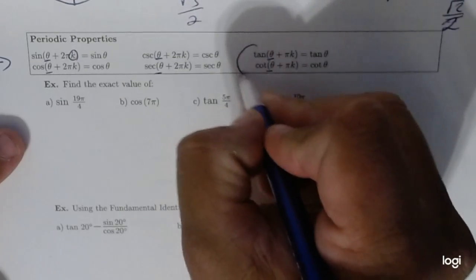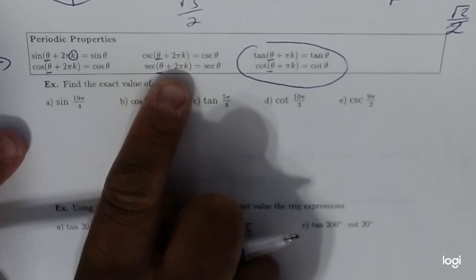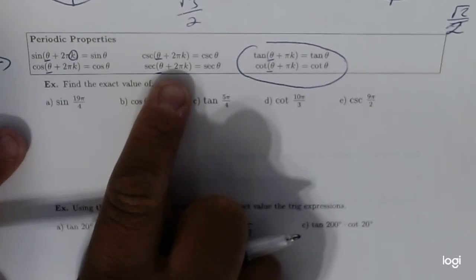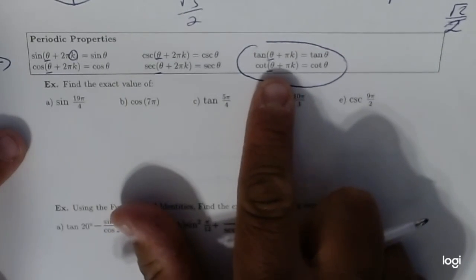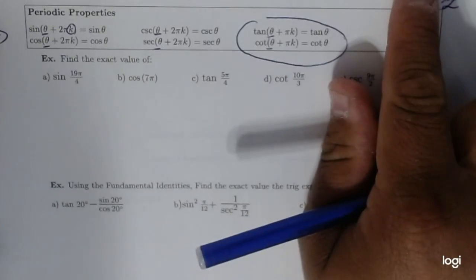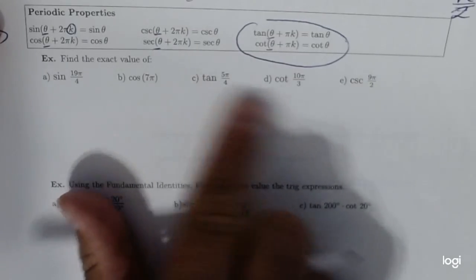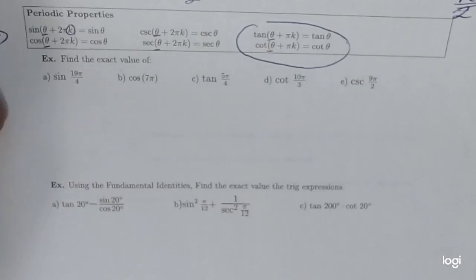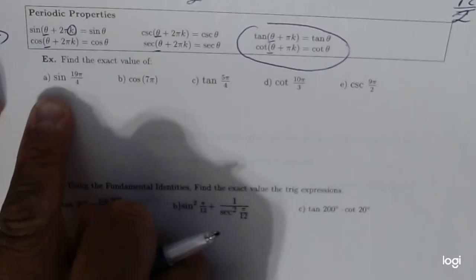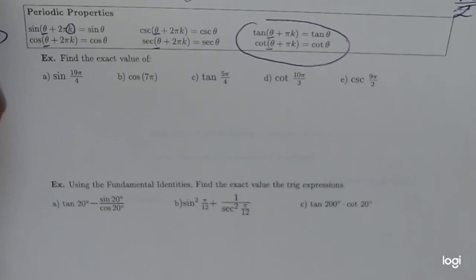Now the only thing you have to be careful of is these two here, because all the other ones have a period of 2 pi, but tangent and cotangent only have a period of pi. So that's the only thing you have to be really careful of, and we'll do a real example, especially for C and D as well. So using these properties, we want to find the exact value, again not using a calculator, using the actual trig functions.